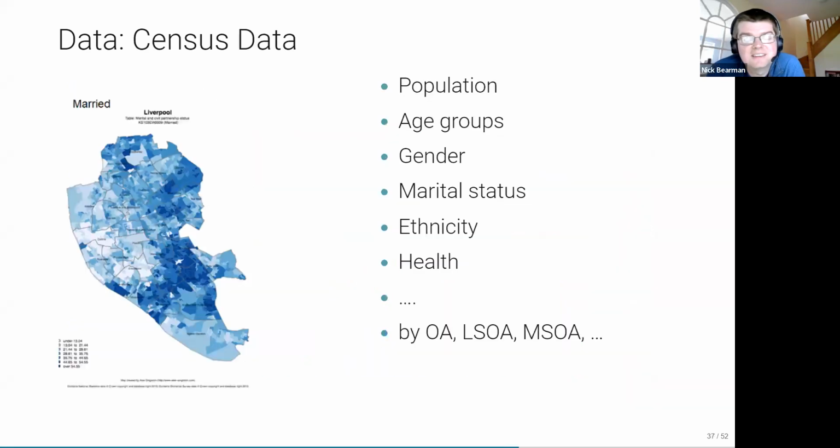On that note, census data is a great source for all sorts of applications. So we have population, so number of people by whatever geography you want. But we also have age groups, so 5 or 10-year age bands, gender, marital status, ethnicity, health, and so on. There's at least 100 different variables you can get from the census. So there's a lot of data there.